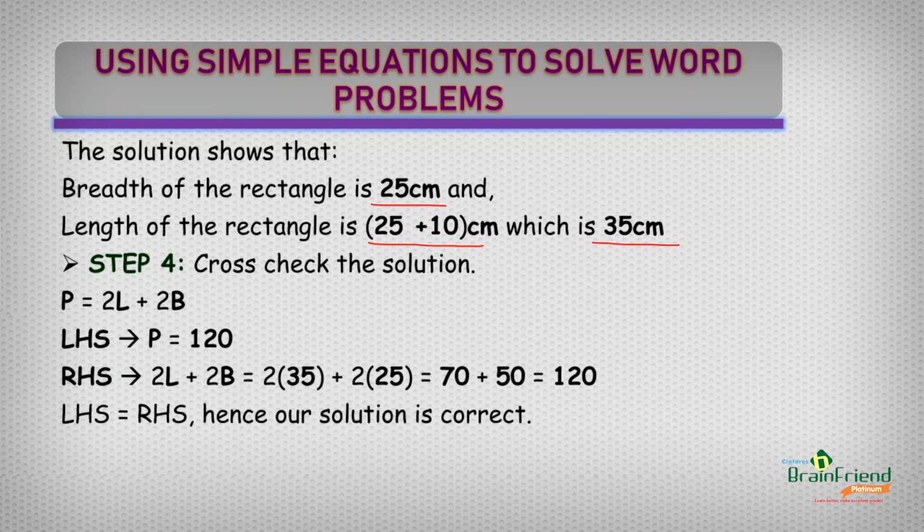Now, our final step is to cross-check the solution. Now, recall our formula is P is equal to 2L plus 2B. On the left-hand side, we were told that P is equal to 120. And on the right-hand side, we have 2L plus 2B. Substituting our L and B into this formula, we will have 2 multiplied by 35 plus 2 multiplied by 25. This will give us 70 plus 50, which is equal to 120. Our left-hand side is equal to our right-hand side. Therefore, our solution is correct.